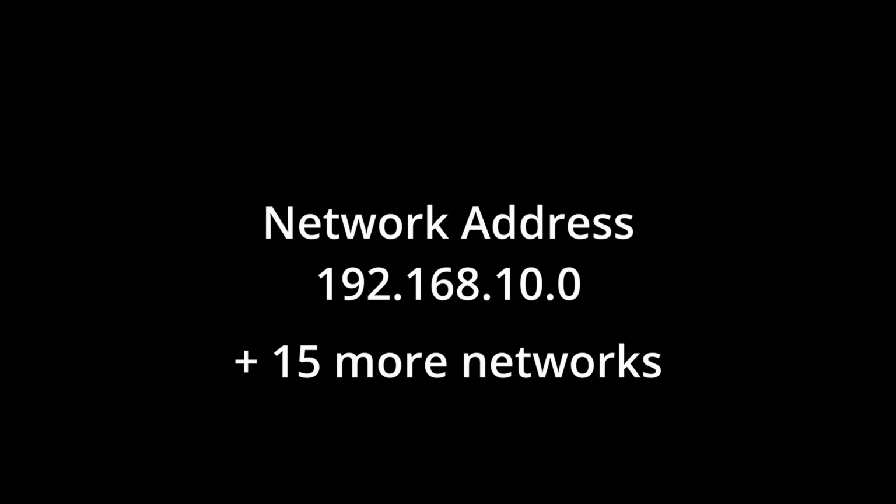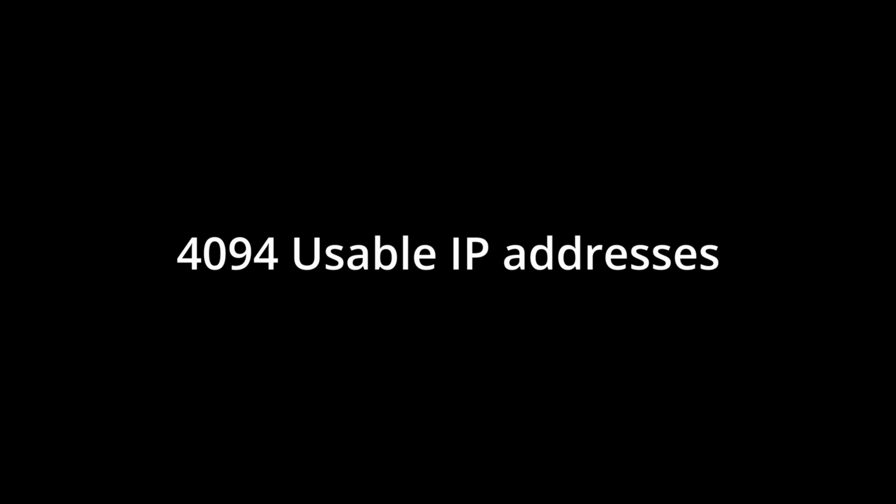So our network address will be 192.168.10.0. As I said, that's a given. Then we need to include 15 more networks with 256 addresses. 192.168.10.0 is a count of 1. If we go 15 more times, that would be 192.168.25.0. So our broadcast address will be 192.168.25.255. First usable address will be 10.1, and the last usable address will be 25.254. That gives us 4094 usable addresses.